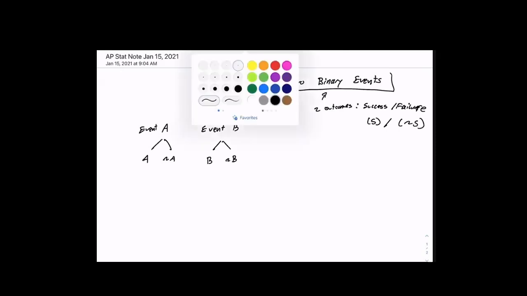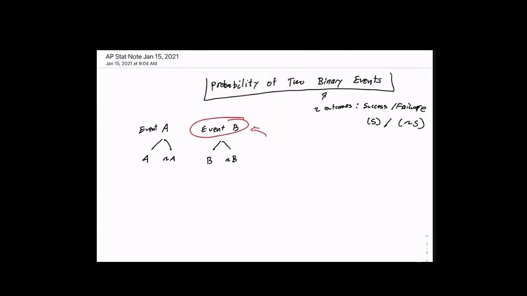Now, this may also be the same event as A. So you can actually do something twice, like flipping a coin. Okay, so we could flip a coin twice, and we can have the first coin toss and then the second coin toss. That's what the variable would be, but the outcomes could be A and not A for both of them.